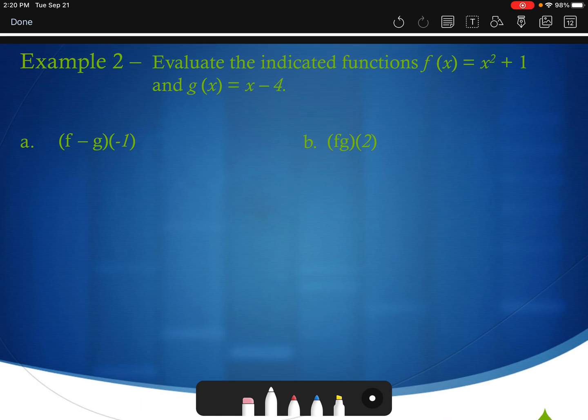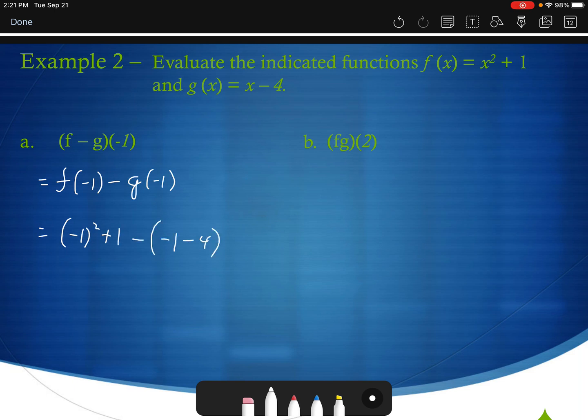So now we're going to evaluate these. So for instance, f minus g of negative 1 simply means f of negative 1 minus g of negative 1. So that would be negative 1 squared plus 1 for f, and we're going to subtract x minus 4, which is negative 1 minus 4, and then we just evaluate it. That's minus 5, correct? So 7, 1 plus 1 plus 5.